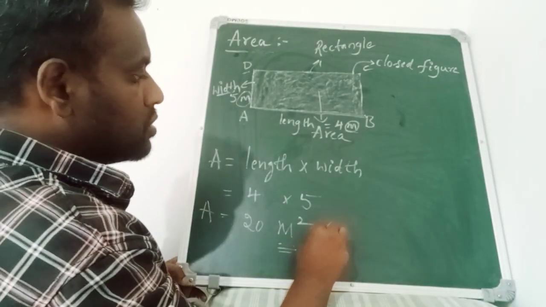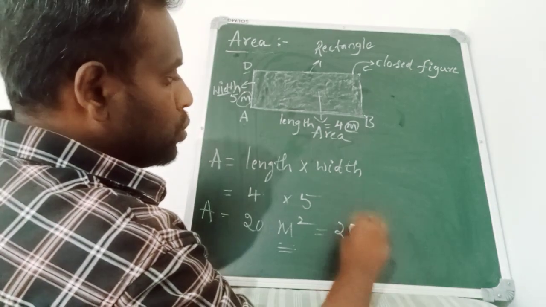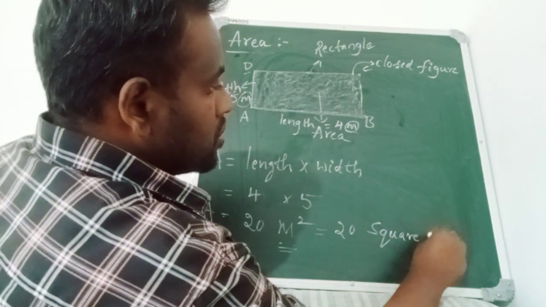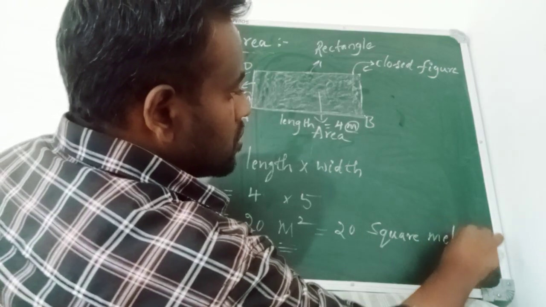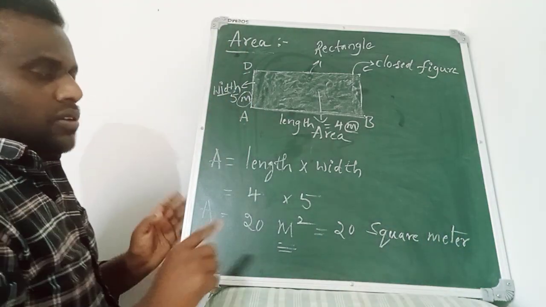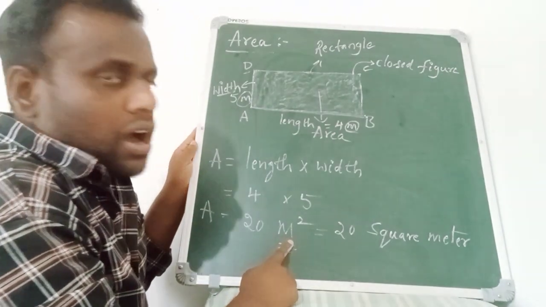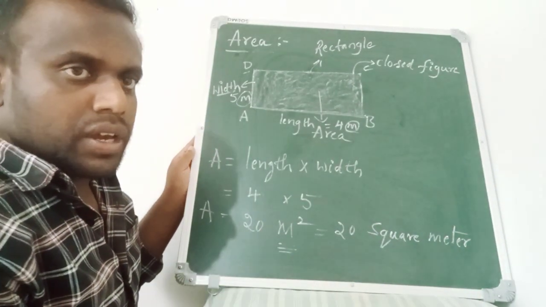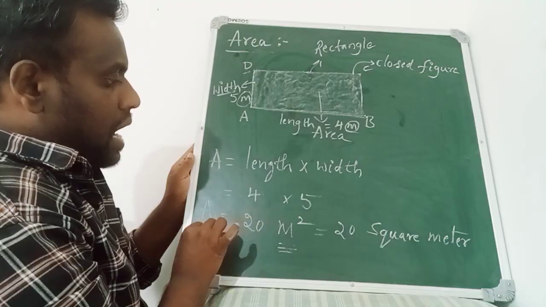Meter square we can also write as 20 square meter. We can write 20 meter square or you can write 20 square meter. Both are the same. Now this is the answer.